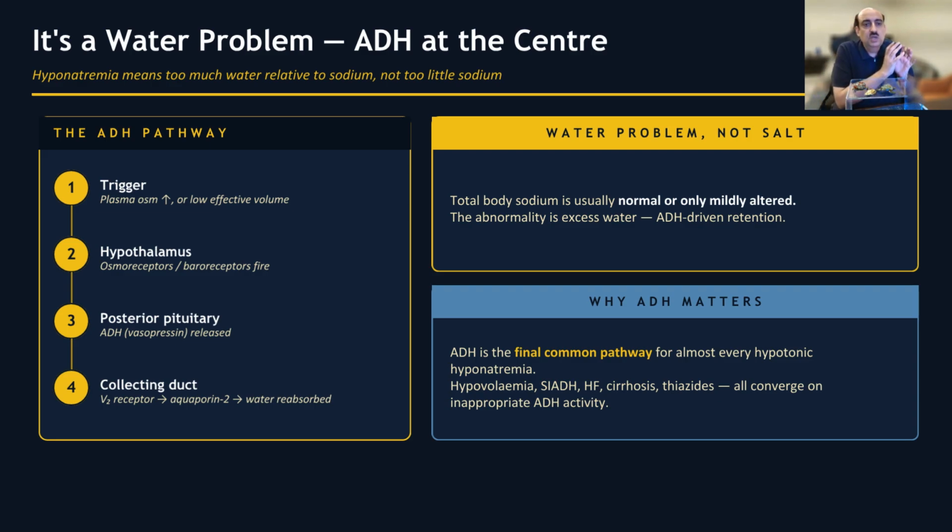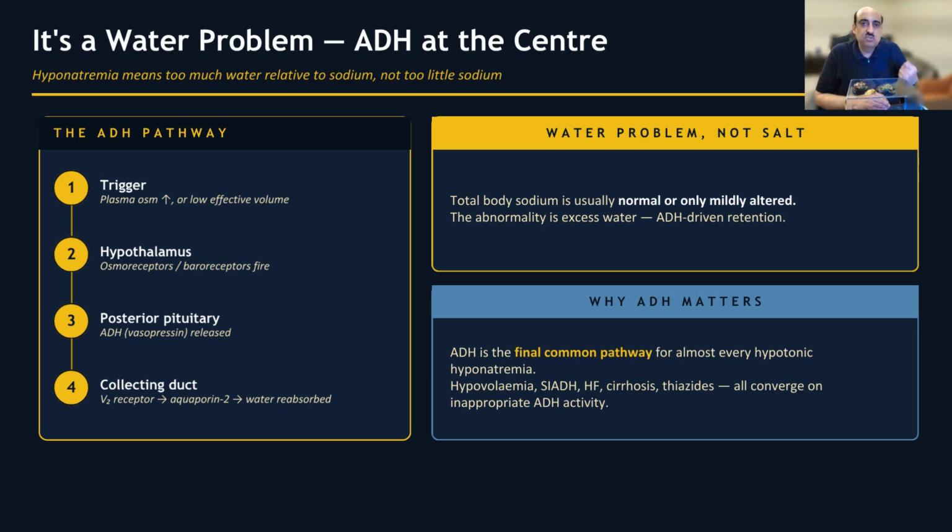The water is held on to by inappropriate ADH activity. Hence, you trace the pathway, you find the cause. Usually the trigger, which is rising osmolality or low effective circulating volume, or ECV, activates the hypothalamic osmoreceptors and baroreceptors, which leads to the posterior pituitary release of antidiuretic hormone. So look at the name, antidiuretic: a hormone which leads to reduced excretion of water.